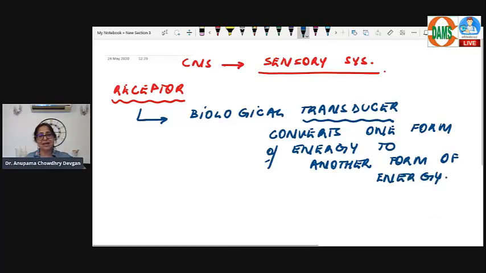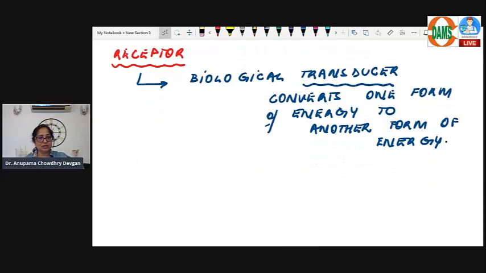Now, we've already discussed what is a sub-threshold stimulus and what is a threshold stimulus. Sub-threshold stimuli will produce local potentials. Threshold and supra-threshold stimuli will produce action potentials. We discussed this last time, right? Now, the next question is, what do you understand by an adequate stimulus?